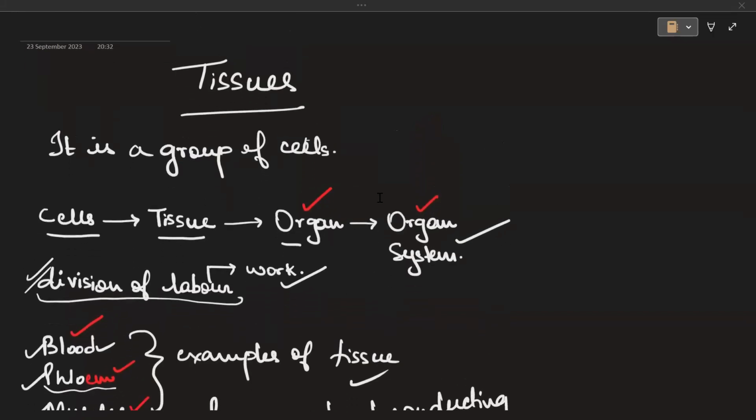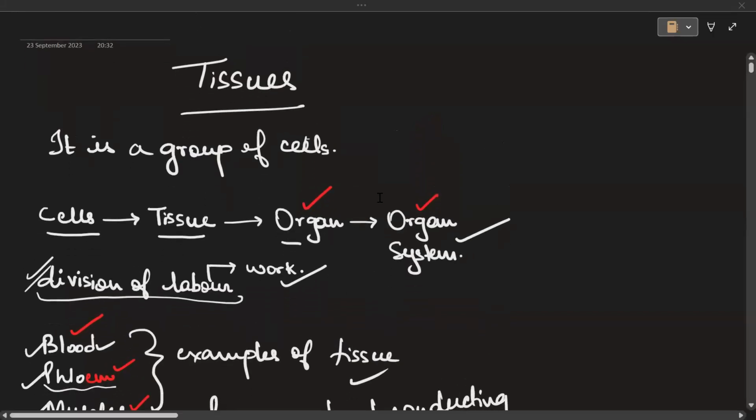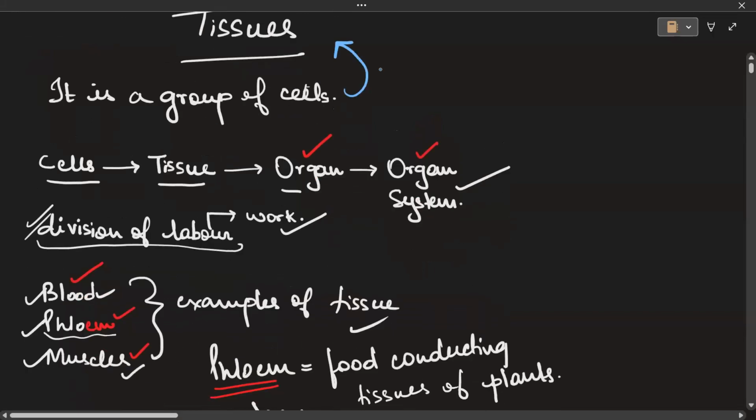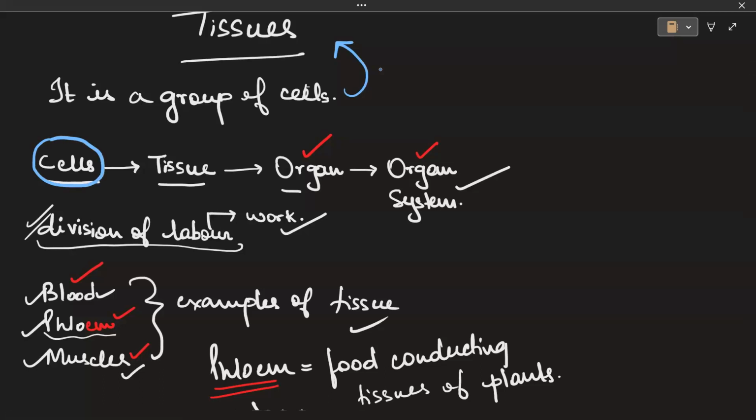So let's talk about tissues. First of all, let us see how tissues are made. When many cells come together, they make tissues. So you can call tissues a group of cells. Usually, first of all, cells are there. A group of cells make tissues, a group of tissues make organs, and a group of organs will make the organ system. This is how the whole organization in the body takes place.